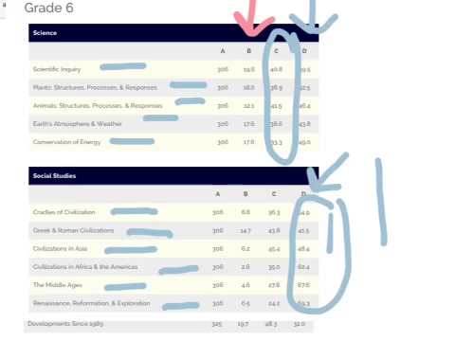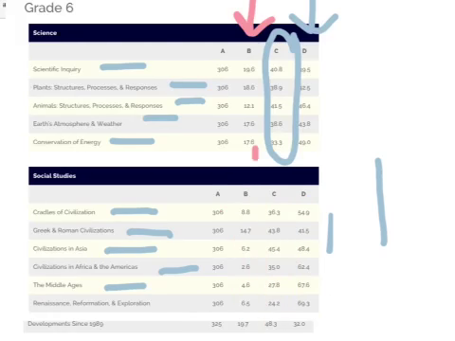approximately 54.9% of our students understand the concepts in reference to cradles of civilization. 41.5% of our students with Greek and Roman civilizations. About 48.4% of our students understand civilizations in Asia. 62.4% with civilizations in Africa, and then information in reference to the Middle Ages. Approximately 67.6% of our students understand those concepts, with 69.3% of our students understanding the concepts in reference to Renaissance, Reformation, and Exploration.